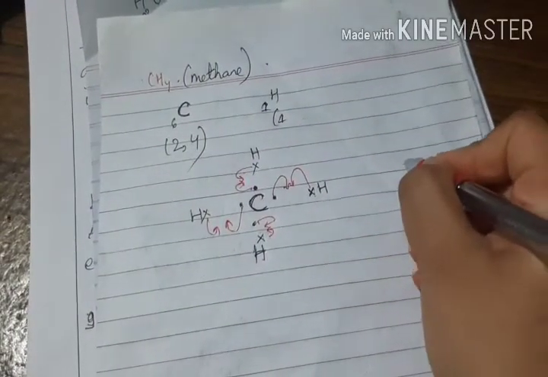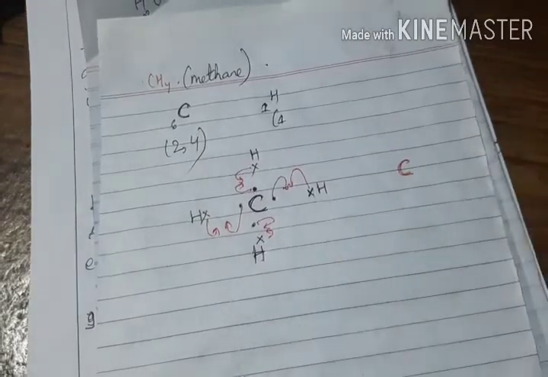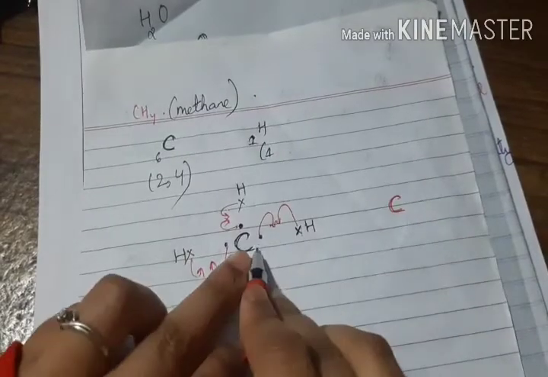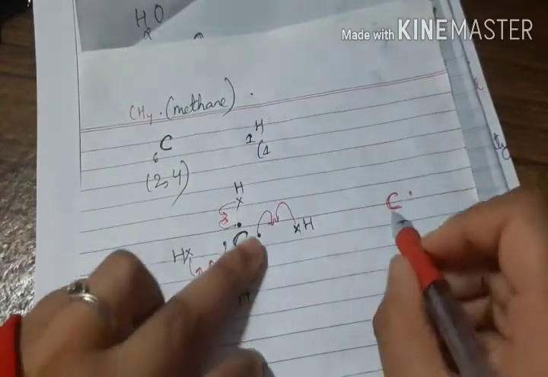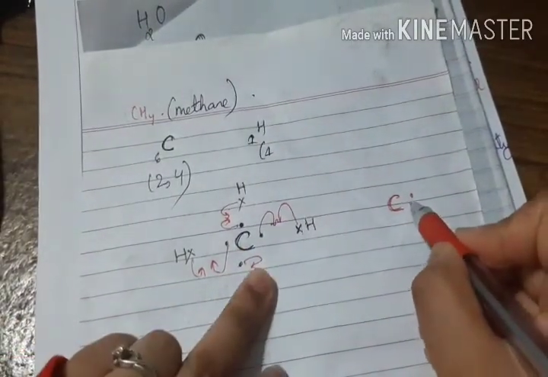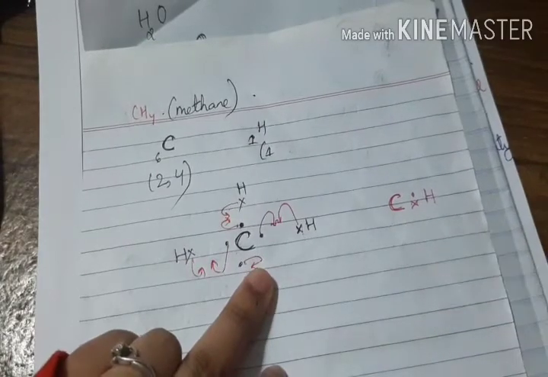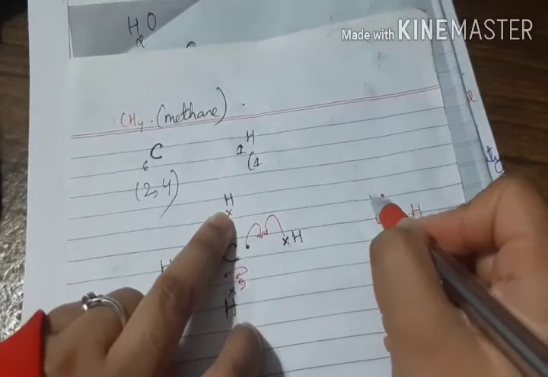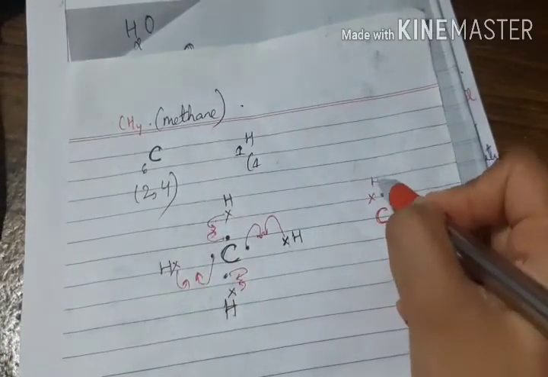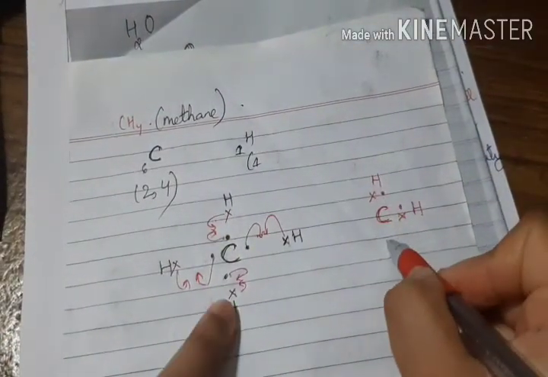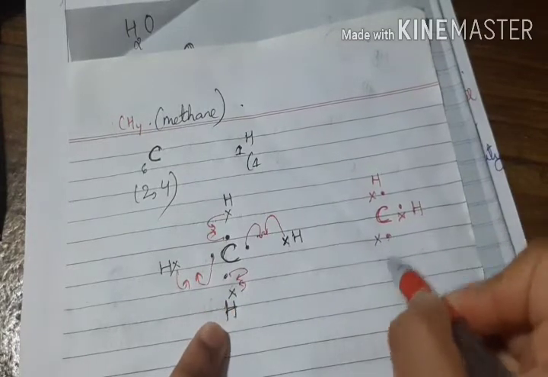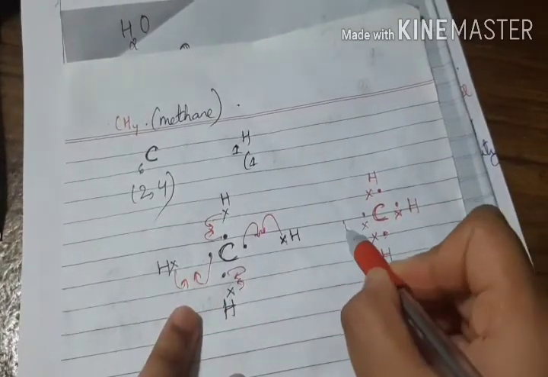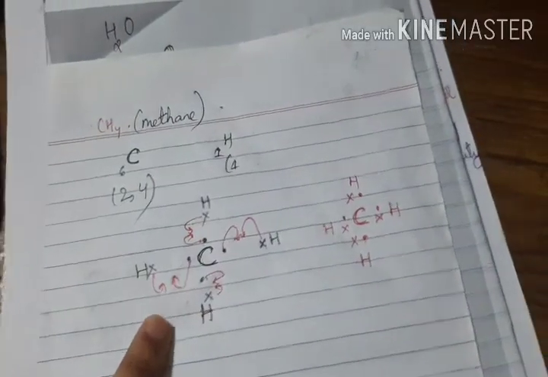I'll draw C here. Then, starting from here, carbon contributed one, and the hydrogen is also contributing, H. Here also the same thing, H. Then here, of its own, H, and here also the same thing, H. Yes, it will look like this.